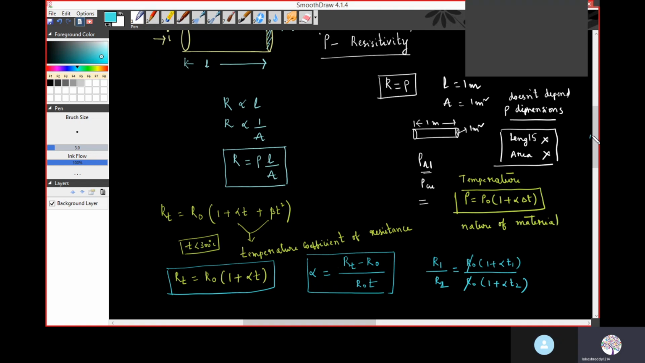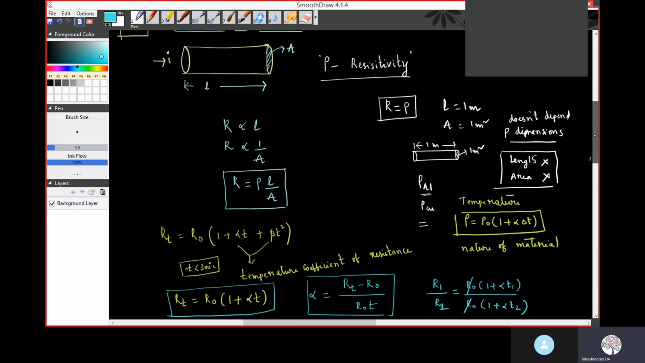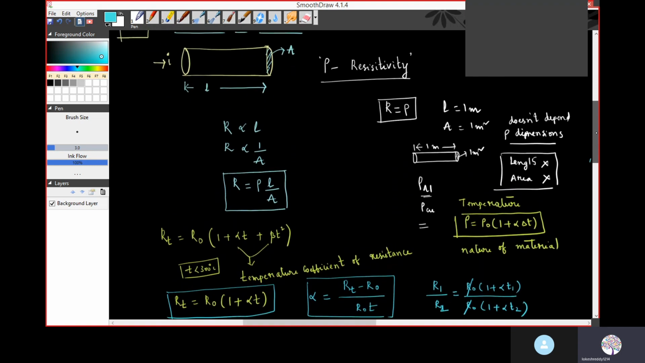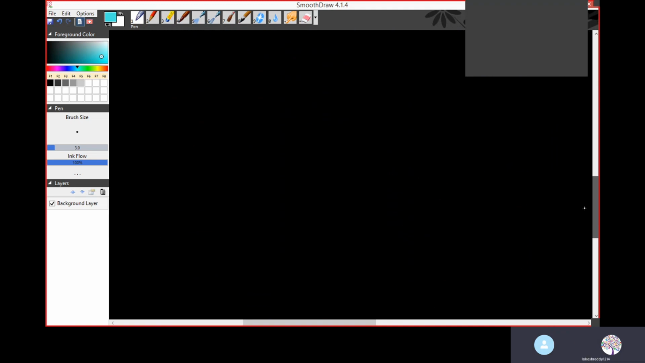Next concept is the same resistance. One more application we are going to discuss. That is stretching of wire.